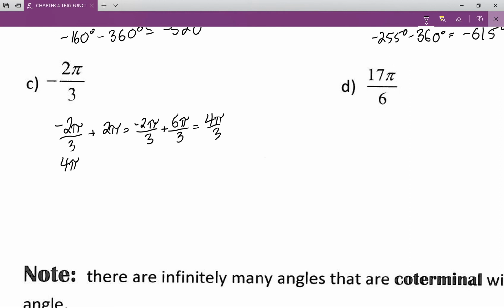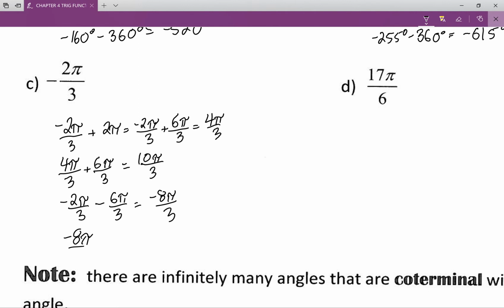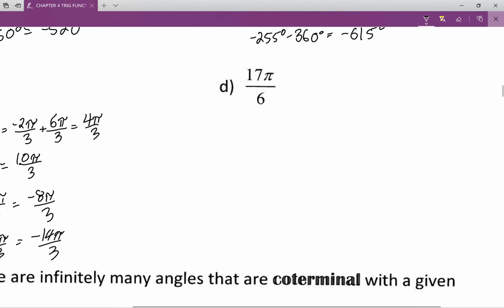I then want another positive coterminal angle, so I go 4 pi by 3 plus 6 pi by 3, and that would give me 10 pi by 3. For my negatives, negative 2 pi by 3, and then we're going to subtract the 6 pi by 3, which would give me negative 8 pi by 3. And I do this one more time, and that gives me negative 14 pi by 3.